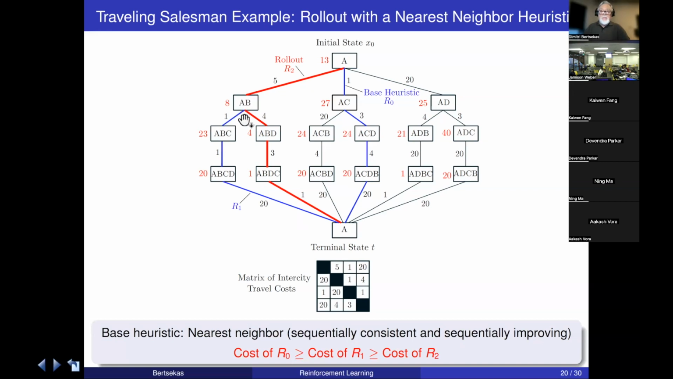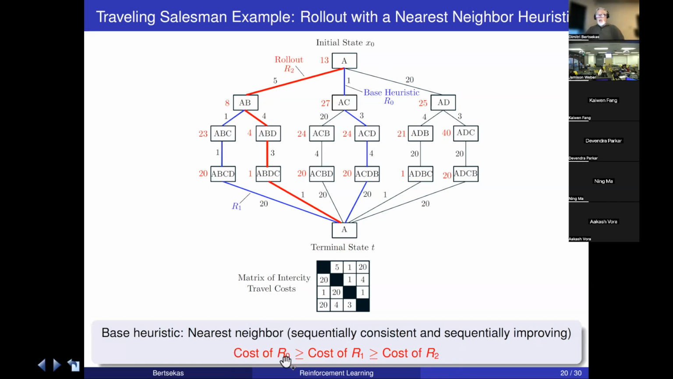Now we are here, and we look at the 2 possible next cities. And then we run the nearest neighbor heuristic from each one, which is, okay, there's no choice here. And the optimal Q factor is obtained from this path here. And this gives us the new current trajectory, which is R2. So we started with R0, went through R1, and now R2 is even better. It has a cost of 13 relative to 7.